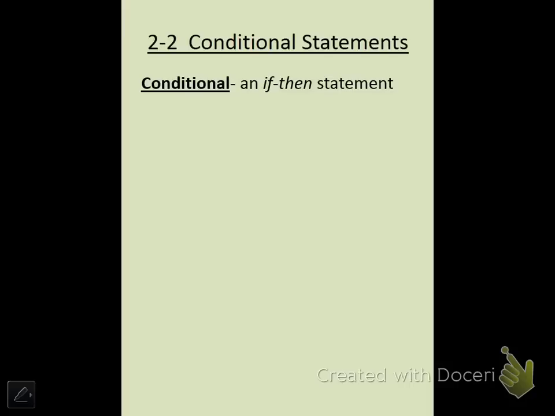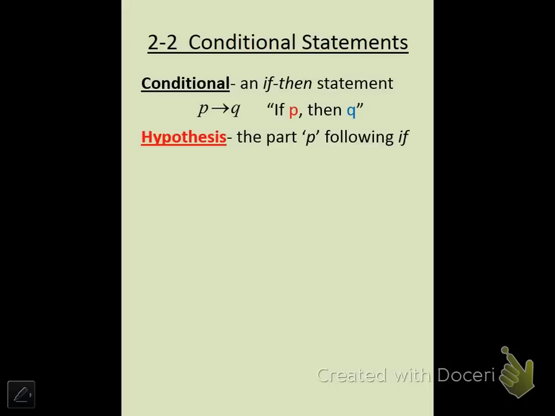Okay, so a conditional statement is an if-then statement. So you use this a lot in biology. So the way that we're going to write it is we're going to have P and then we're going to have that arrow right there. Okay, so if P, then Q happens.